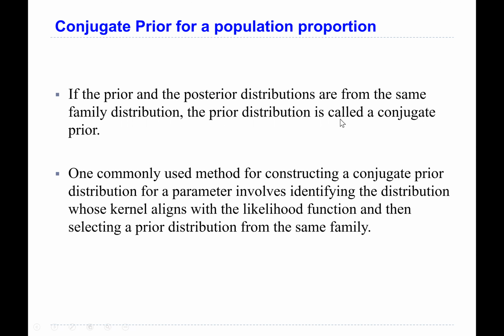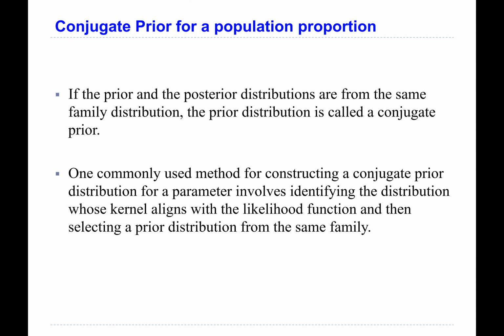So how do I find a conjugate prior for some parameter? Like in our case, we are working with population proportion. How do I select a conjugate prior for the population proportion? One commonly used method for constructing a conjugate prior distribution for a parameter involves identifying the distribution whose kernel aligns with the likelihood function, and then selecting a prior distribution from the same family. Do you remember when we looked at the kernel of the likelihood? We found the kernel is beta. So we can use a conjugate prior as beta distribution.